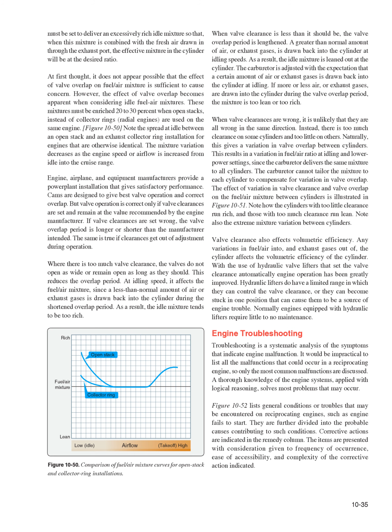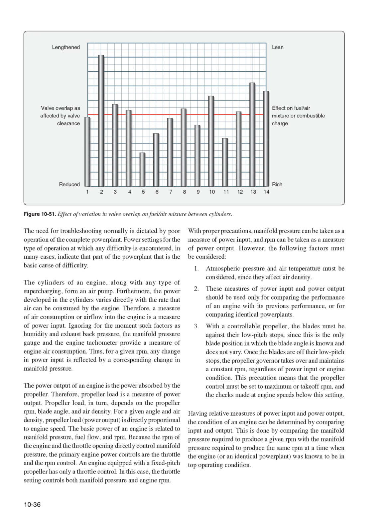Corrective actions are indicated in the remedy column. The items are presented with consideration given to frequency of occurrence, ease of accessibility, and complexity of the corrective action indicated. The need for troubleshooting normally is dictated by poor operation of the complete power plant. Power settings for the type of operation at which any difficulty is encountered, in many cases, indicate that part of the power plant that is the basic cause of difficulty.